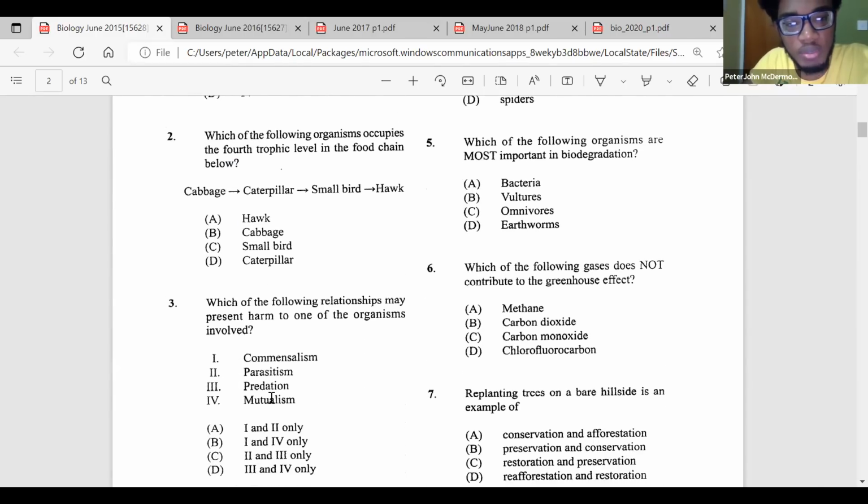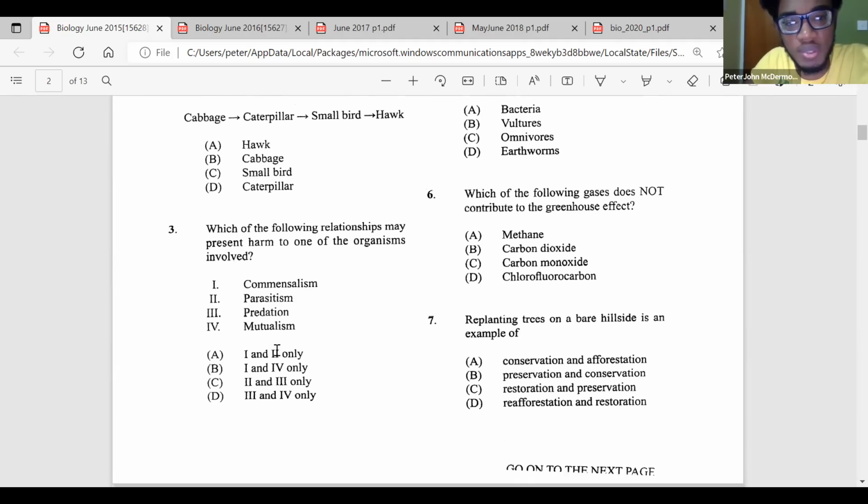So the next question: which of the following relationships may present harm to one of the organisms involved? The keyword here is harm, right? So in terms of presenting harm, what are the relationships that we have to discuss? We discuss commensalism, parasitism, predation, and mutualism. So if we're talking about commensalism, what does commensalism mean?